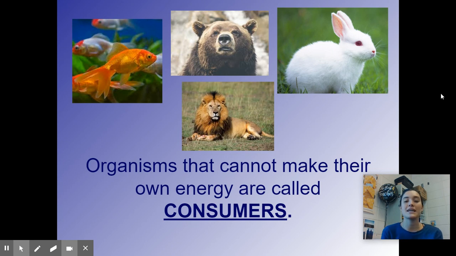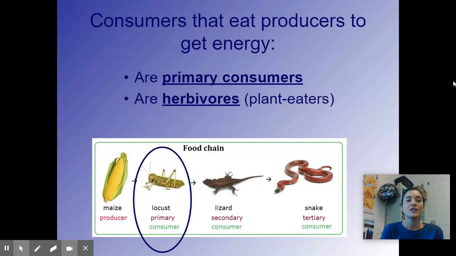Organisms that cannot make their own energy are consumers, so they have to find the energy from other things, like those plants that produce that food. Consumers that eat producers to get energy are primary consumers. These are also called herbivores. They're primary consumers because they're going straight to the source of the producer.